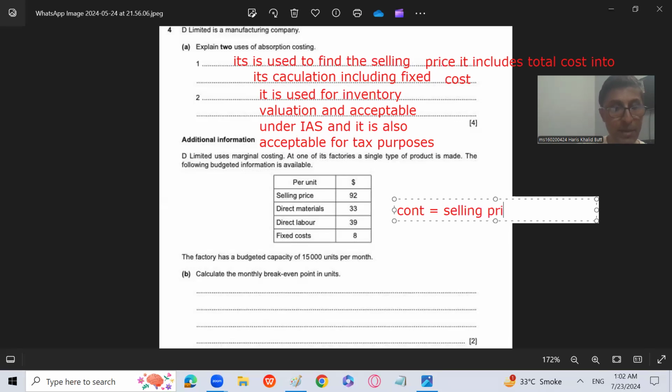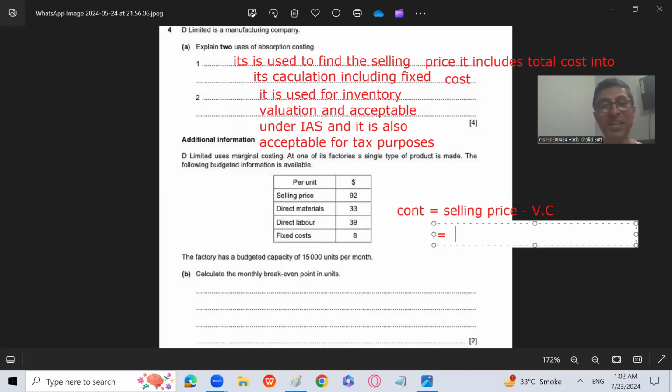Sometimes I type the answers, so it happens that I make wrong spellings because I am typing it. It should not bother you, because we are studying accounting. So selling price is 92 minus variable cost, direct material 33 and direct labor 39. So the contribution which we are going to get is 20.